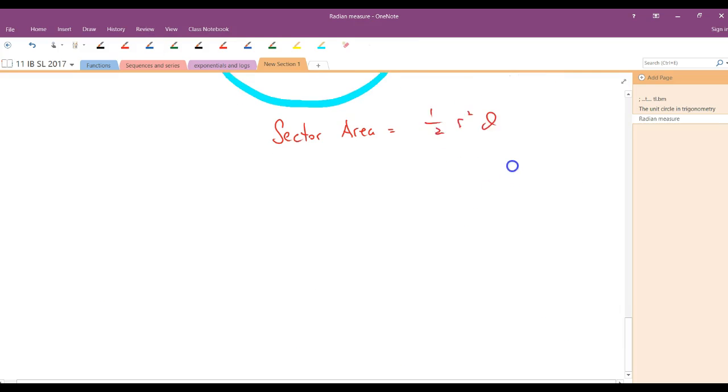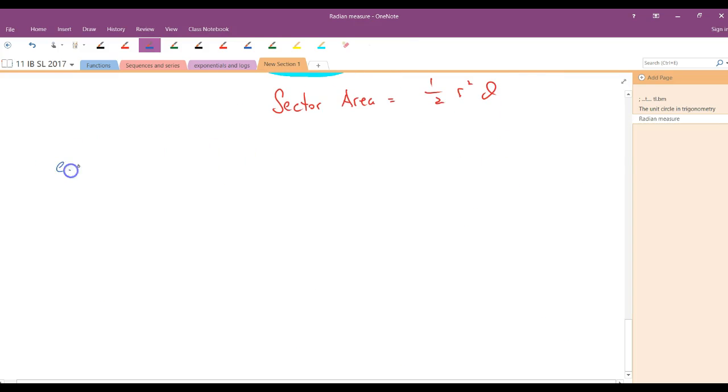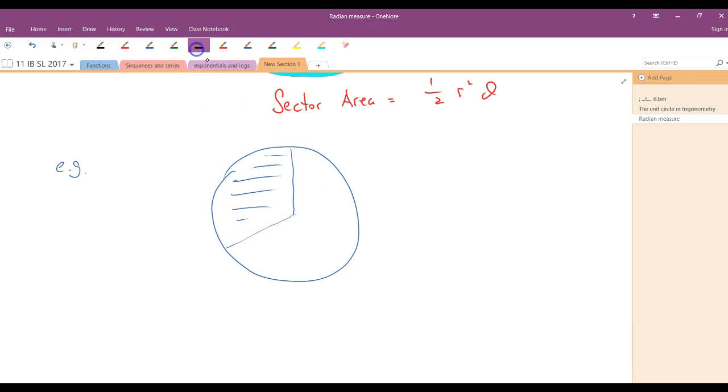We could do a little example here. Find this area here. So the question is, find the area of the sector. What have we got here? I've got 5 centimeters there. What have I got in terms of the angle? This might be about 1.3 radians. So let's work the area out.